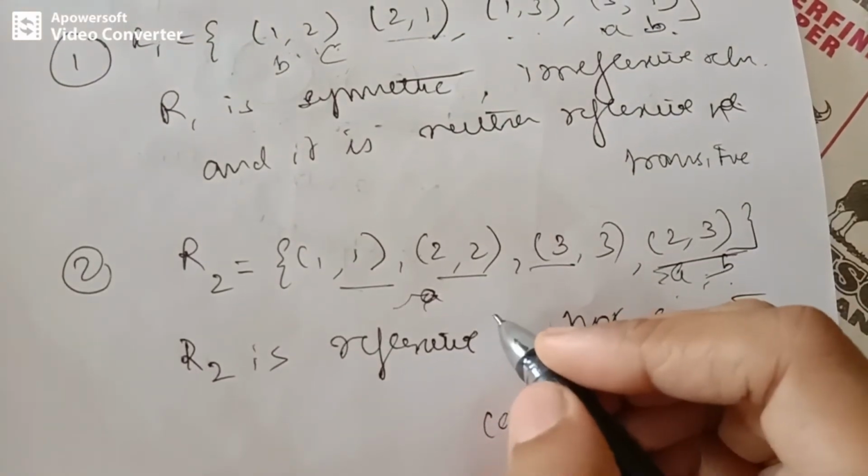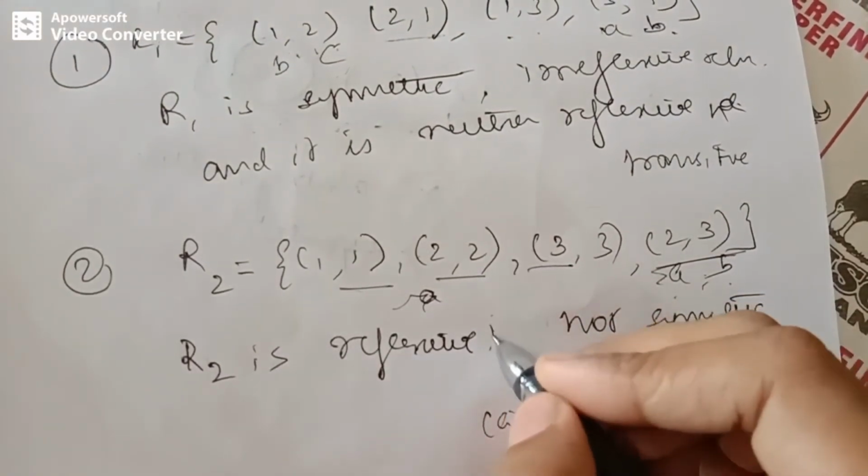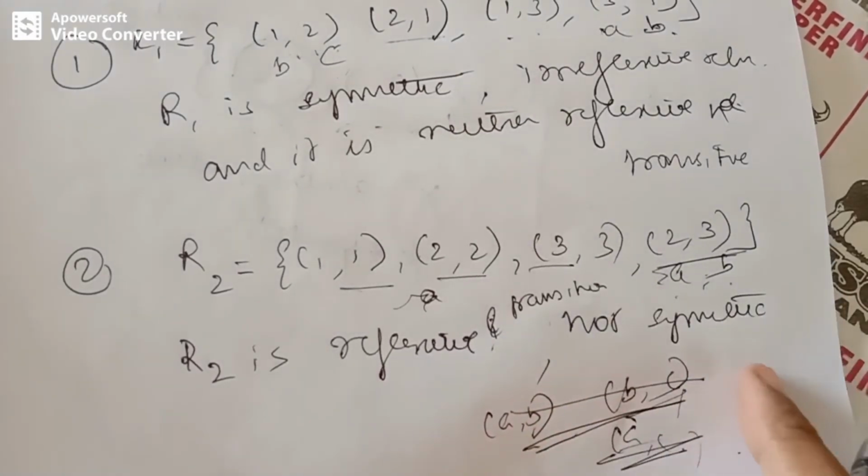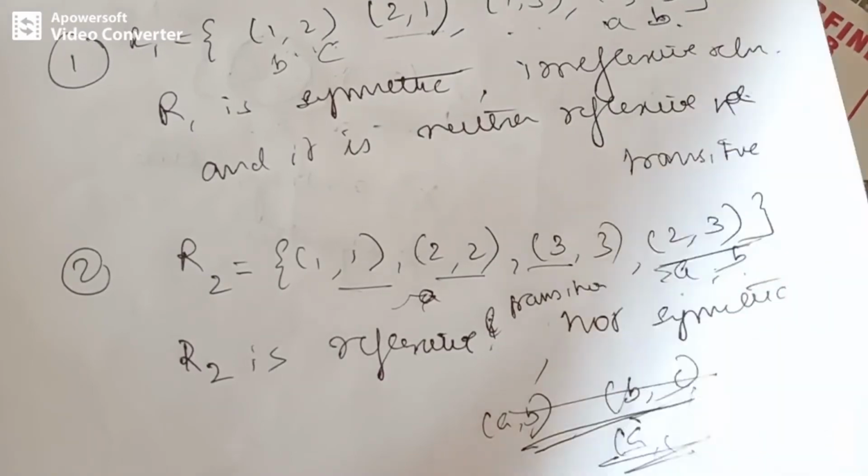So, clearly, we can say that the relation R2 is reflexive and transitive. Okay, but it is not symmetric. Clear? So next we'll see another problem related to the same.